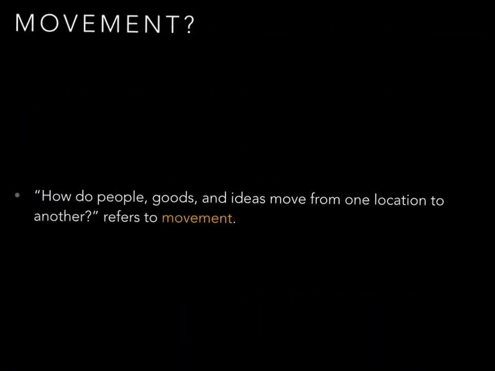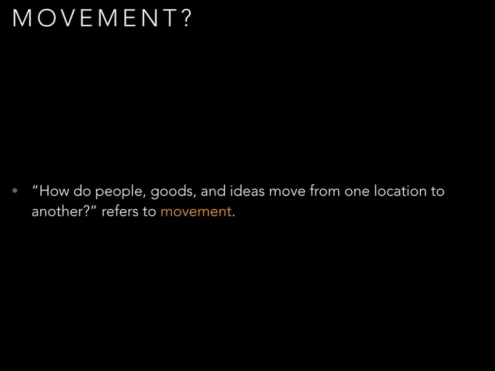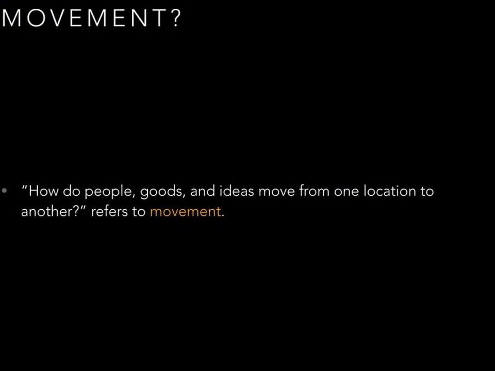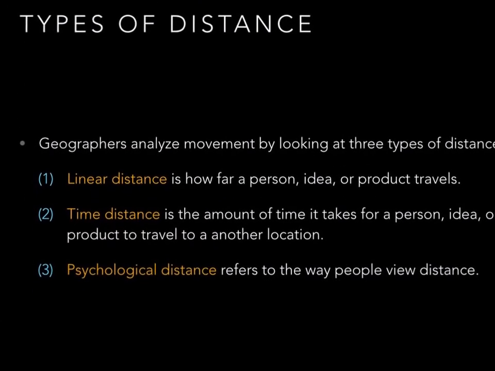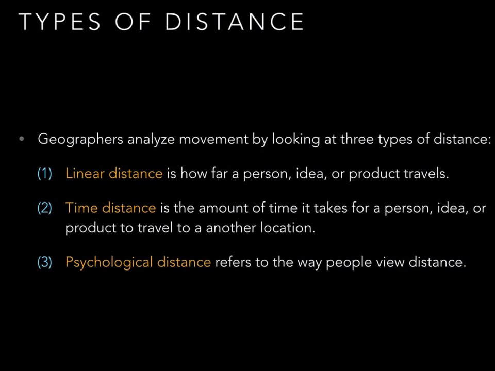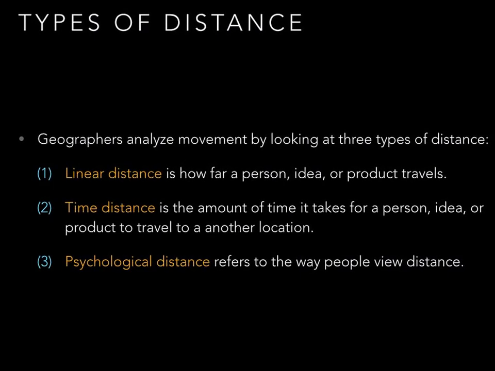Theme 5, movement. How do people, goods, and ideas move from one location to another? This refers to movement. There are 3 types of distance. There's linear distance. This is how far a person, idea, or product travels.